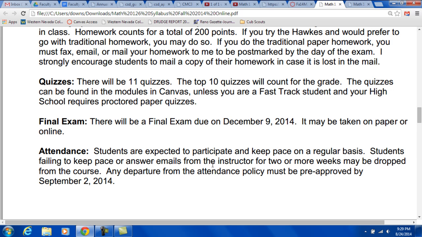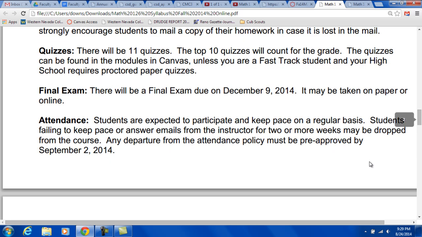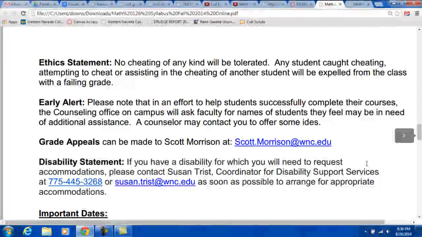There'll be a final exam due on December 9th, 2014. It may be taken on paper or online. Attendance, again, unless you're at a school where they require you to do a proctored one. Students are expected to participate and keep pace on a regular basis. Students failing to keep pace or answer emails from the instructor for 2 or more weeks may be dropped from the course. Any departure from the attendance policy must be pre-approved by September 2nd, 2014.